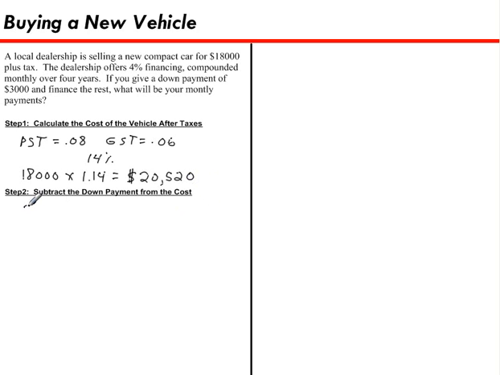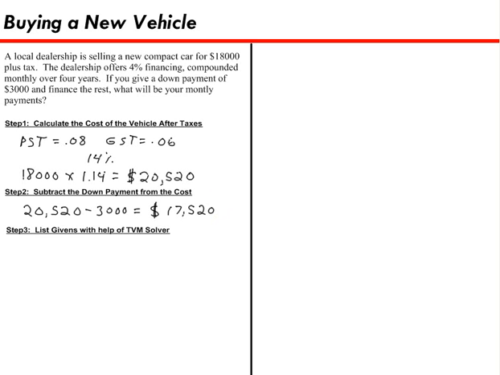So in this step, it's really small. In order to figure out how much money needs to be financed, we're just going to take away your down payment from the total cost of the car. And that will leave us with $17,520 left over to finance. And now we can start using our TVM solver. But to keep ourselves organized, we should probably list all of the givens or variables that we'll plug into the calculator.